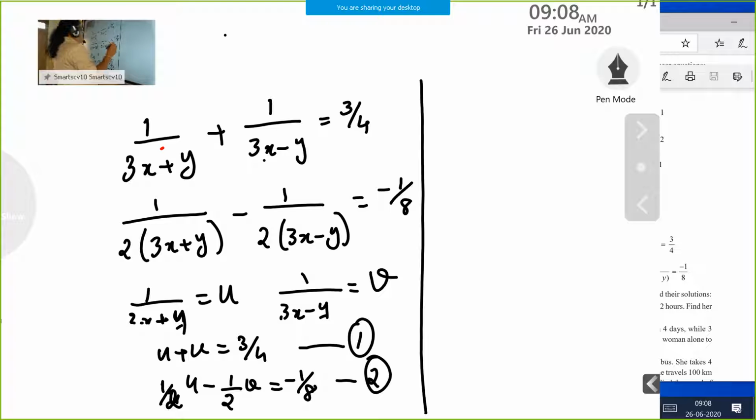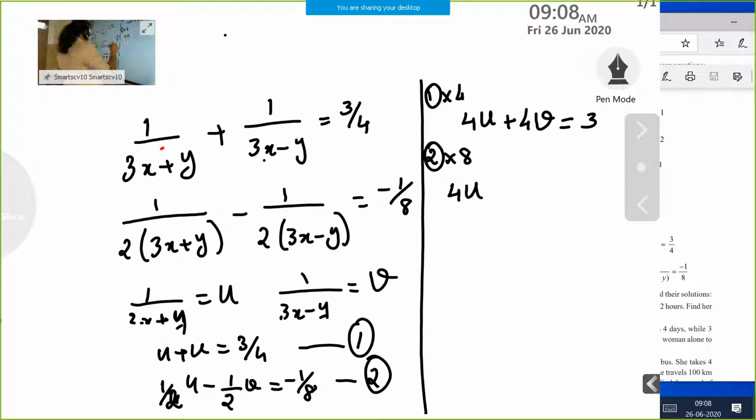Then simplify the first equation, multiply throughout by 4. That is 4u plus 4v is equal to 3. And for the second equation the LCM is 8, that means second equation into 8. That is 4u minus 4v is equal to minus 1.